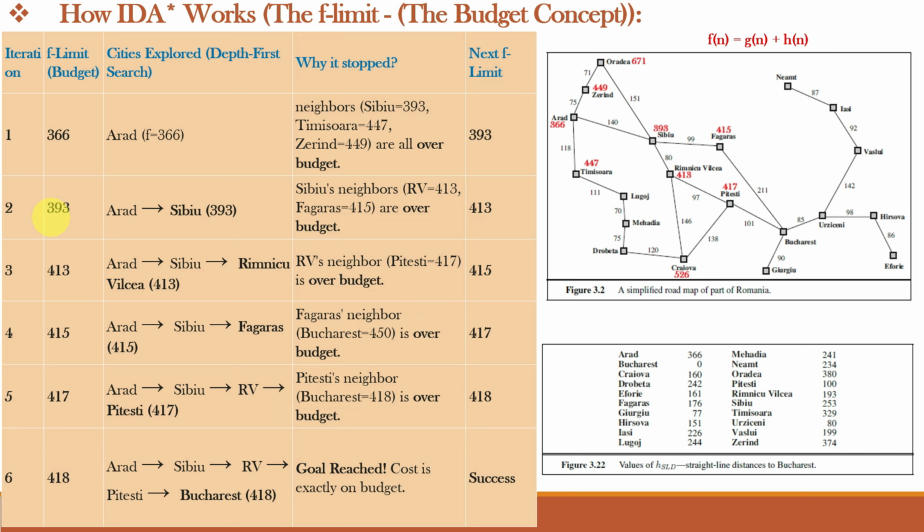So in the next iteration our F limit is 393 and we again start from Arad. From Arad it will again go to Zerind, Timisoara and CBU. It will go to CBU and further it will explore Făgăraș and Râmnicu-Vilcea.